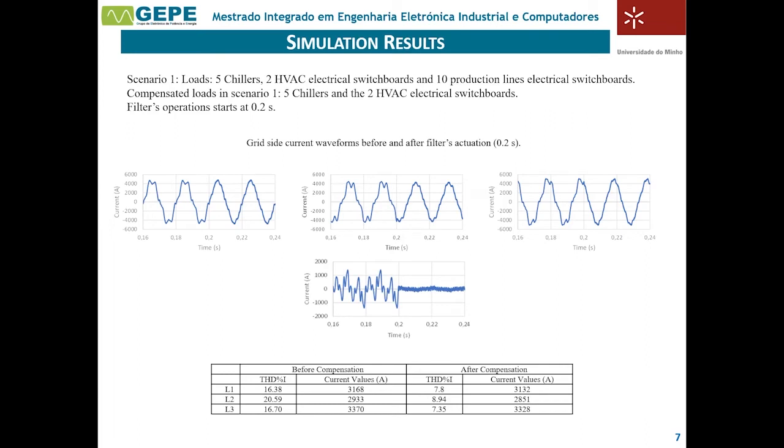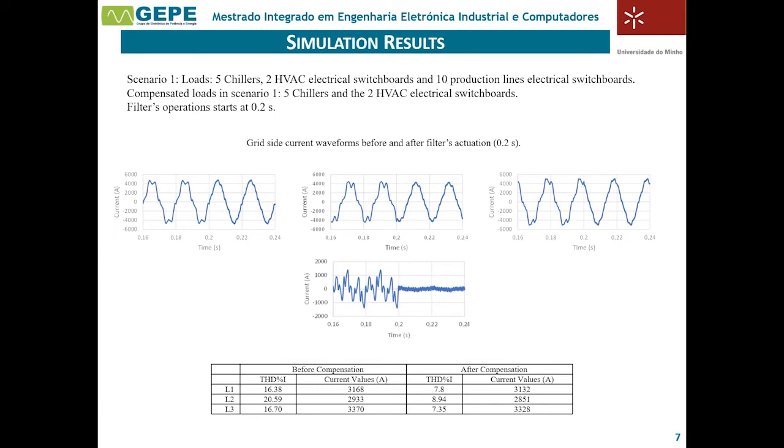In order to validate its correct functioning with the factory loads, two different situations were designed. For both situations, the filter only starts its operation after the instant of 0.2 seconds. And the considered loads are 5 chiller equipment, 2 AVAC electrical switchboards, and 10 electrical switchboards that provide power to the production lines.